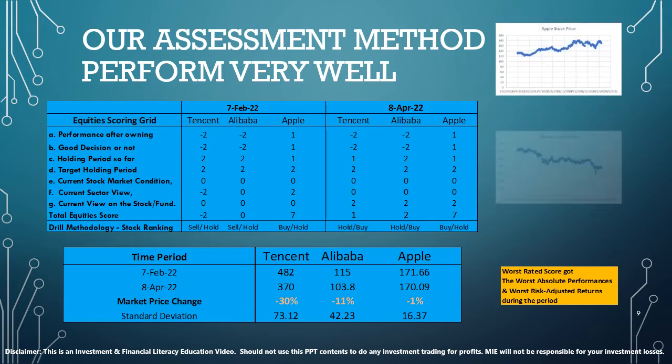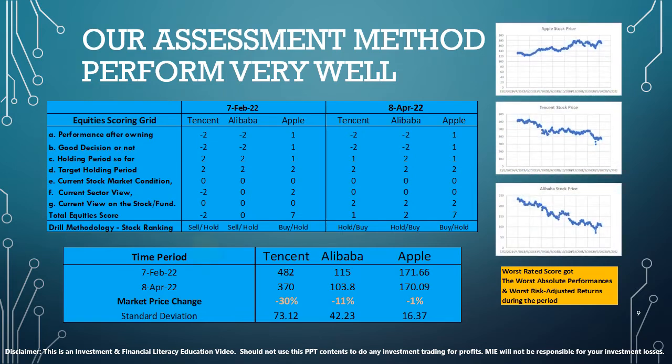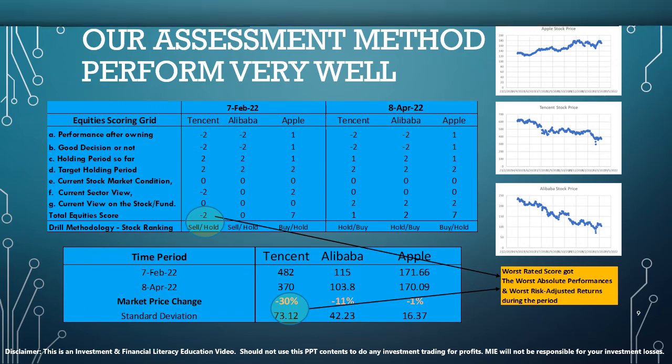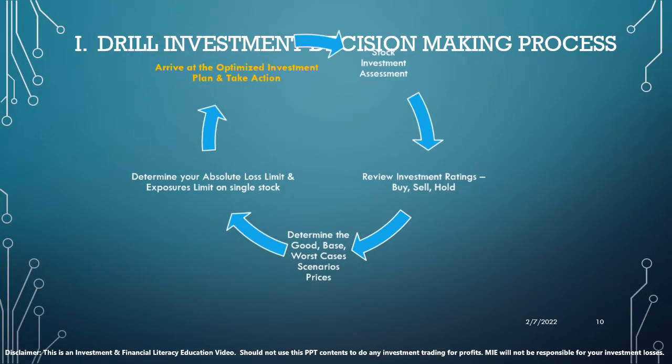And again, you look at the stock price, and our sell to hold call for Tencent worked exceptionally well. As I said, the risk-adjusted return also shows that the worst rated score got the worst absolute performance as well as the worst risk-adjusted performance during the period under our review. It shows our methodology worked exceptionally well. And then you can have your own. You can modify it and make it your own.